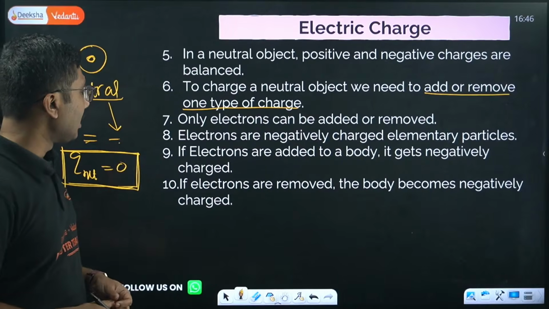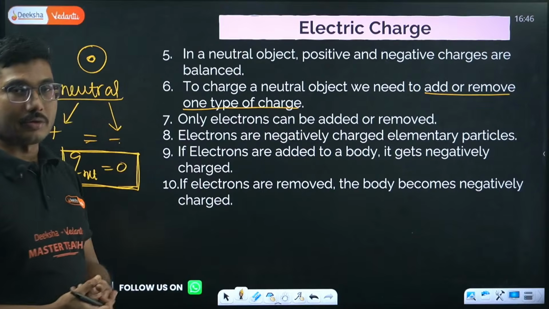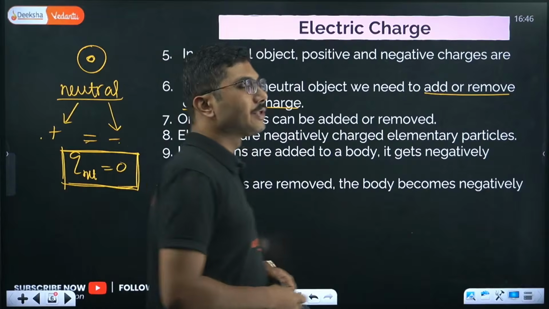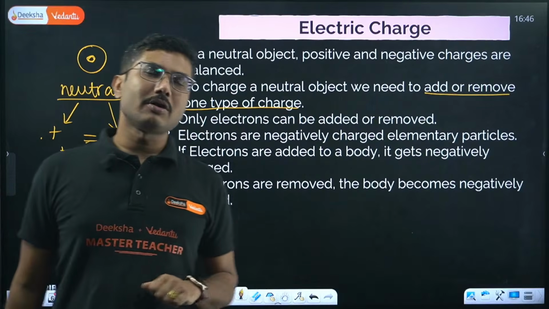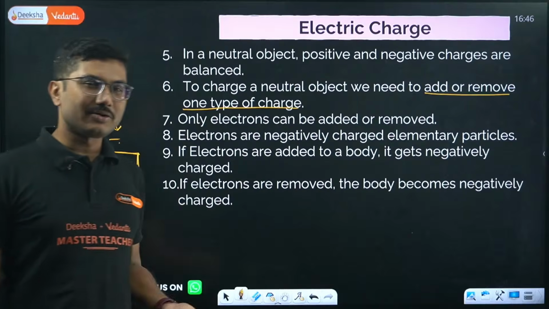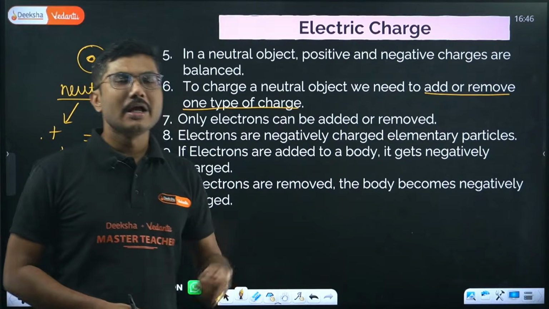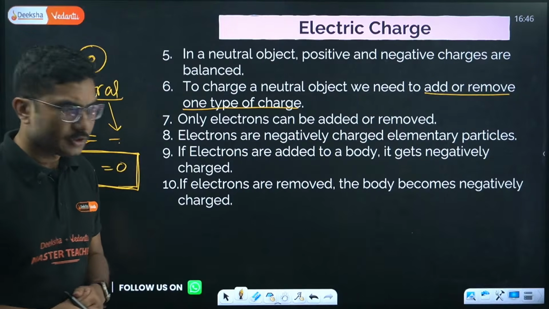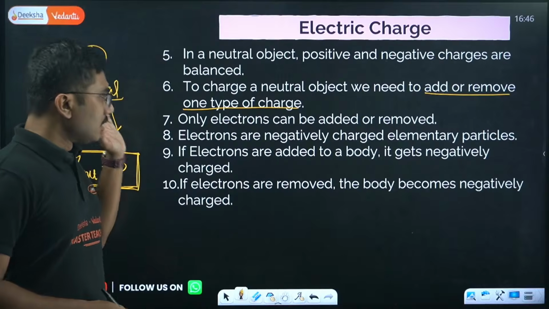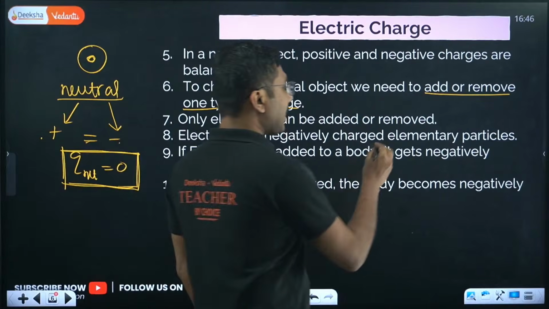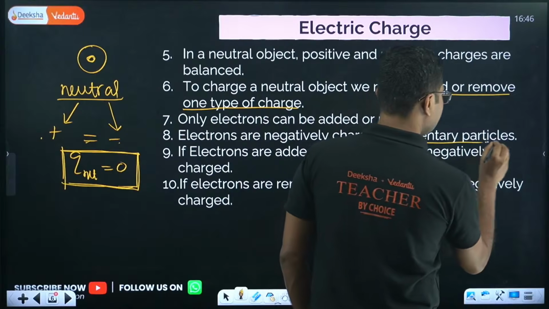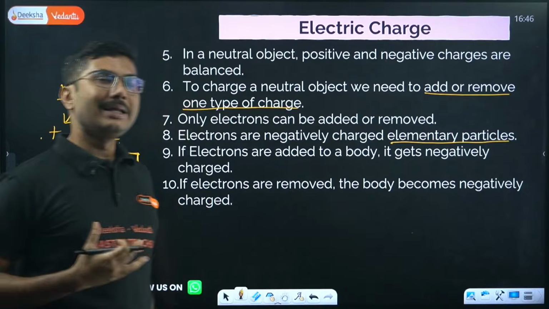Now, where we were discussing electrons. If you want to charge an object, you either add electrons or remove electrons. If you add electrons, the object becomes negative. If you remove electrons, the object becomes positive. Electrons are negatively charged elementary particles. Elementary particles means they are considered the building blocks of an atom.